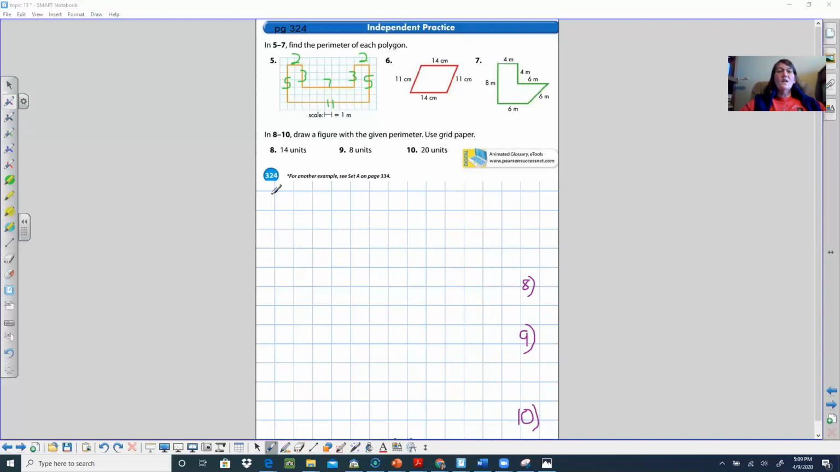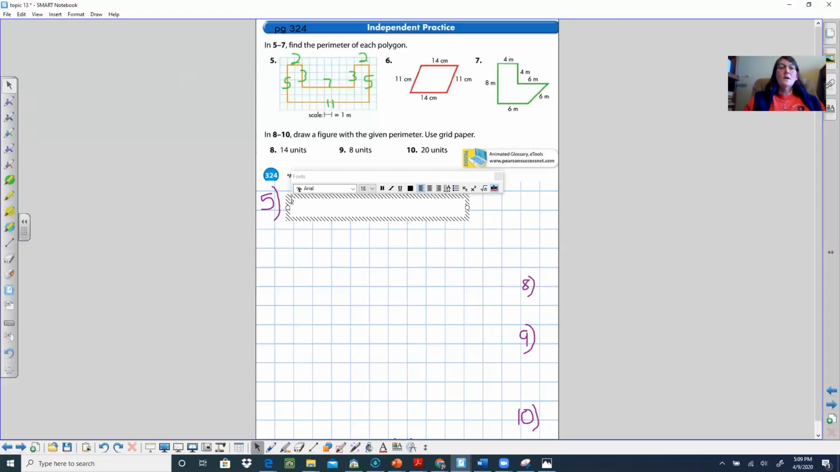Okay, so for number 5, now that I've got all those sides labeled, I'm going to add them up. So I've got 2, 3, and 5. I'm going to put it in the typing mode because my handwriting is really not that great. So 2. Let's try number lock. Oh, there's the 2. Enter. 3. Let's try that again. Oh, yay.